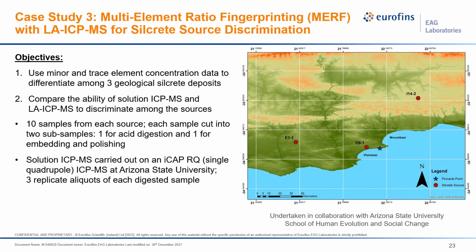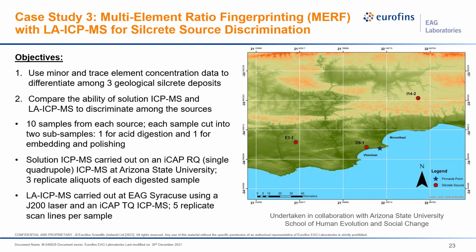Solution ICP-MS was carried out by our collaborators at Arizona State University using their Thermo Scientific iCAP RQ, a single quadrupole mass spec, and 3 replicate aliquots or subsamples of each digestion were analyzed. Laser ablation was carried out by me here at EAG Syracuse using our J200 laser and our Thermo iCAP TQ ICP-MS, and I did 5 replicate scan lines per sample.